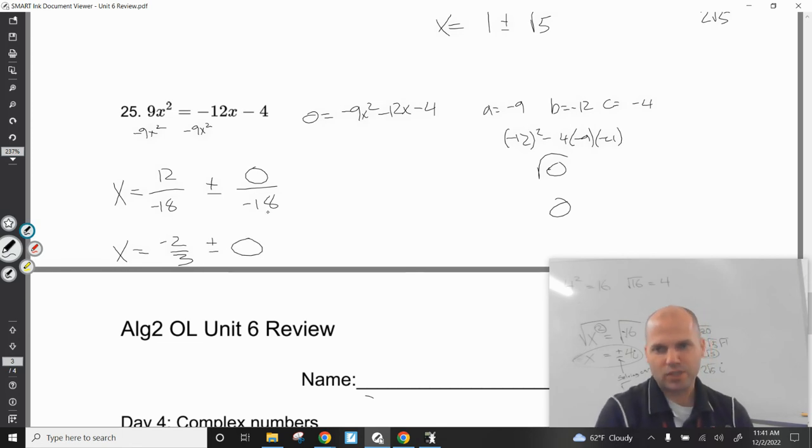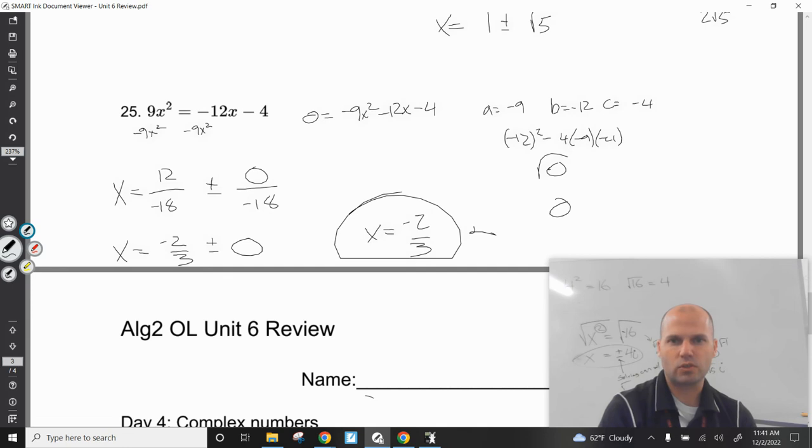What's -2/3 plus 0? -2/3. What's -2/3 minus 0? -2/3. So your answer is just -2/3. This is when your solution is the vertex. Vertex is your solution.